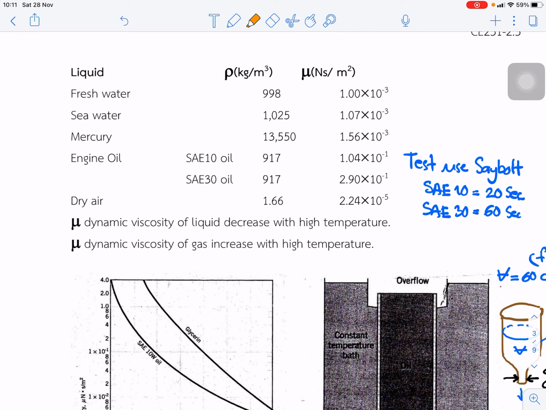Okay, the third part. Before we go to the detail of the viscosity, I would like to show you a clip from YouTube about the property of non-Newtonian fluids.